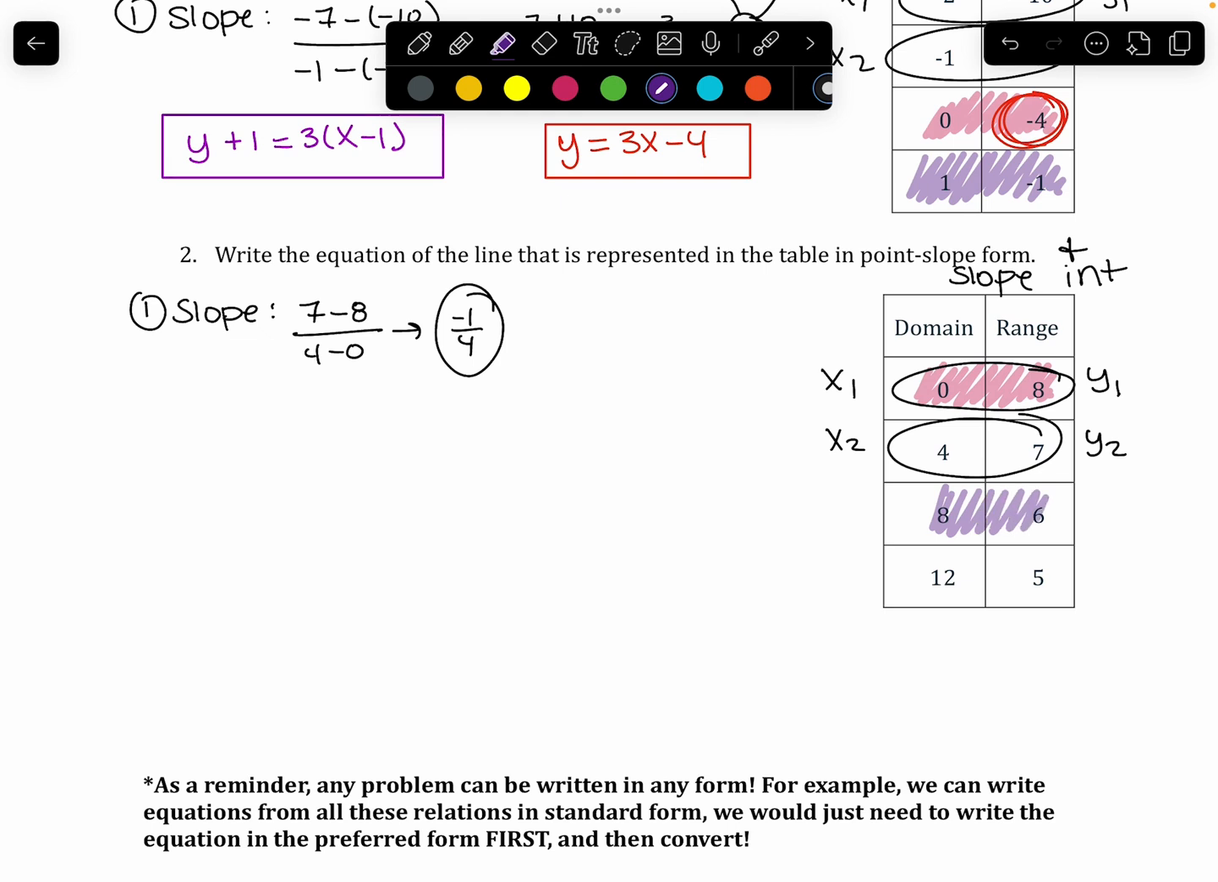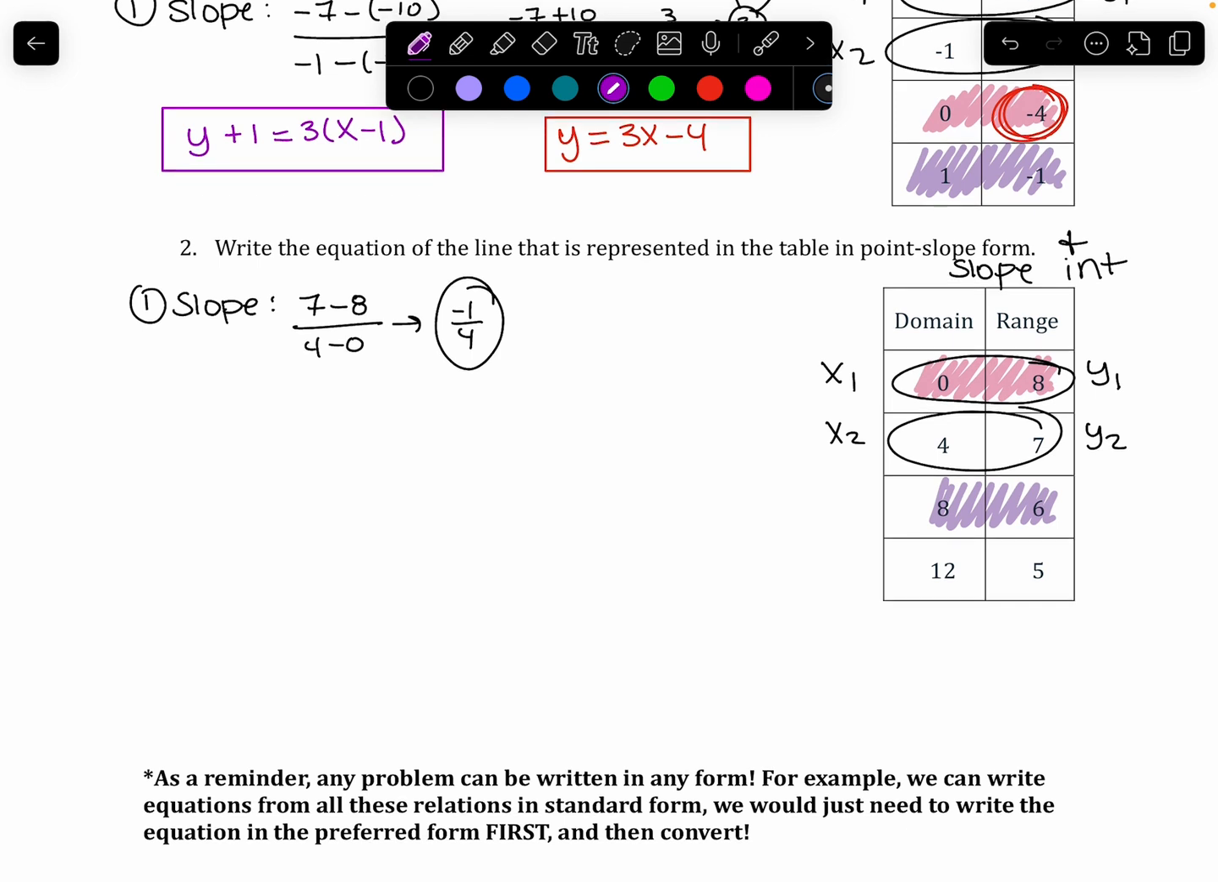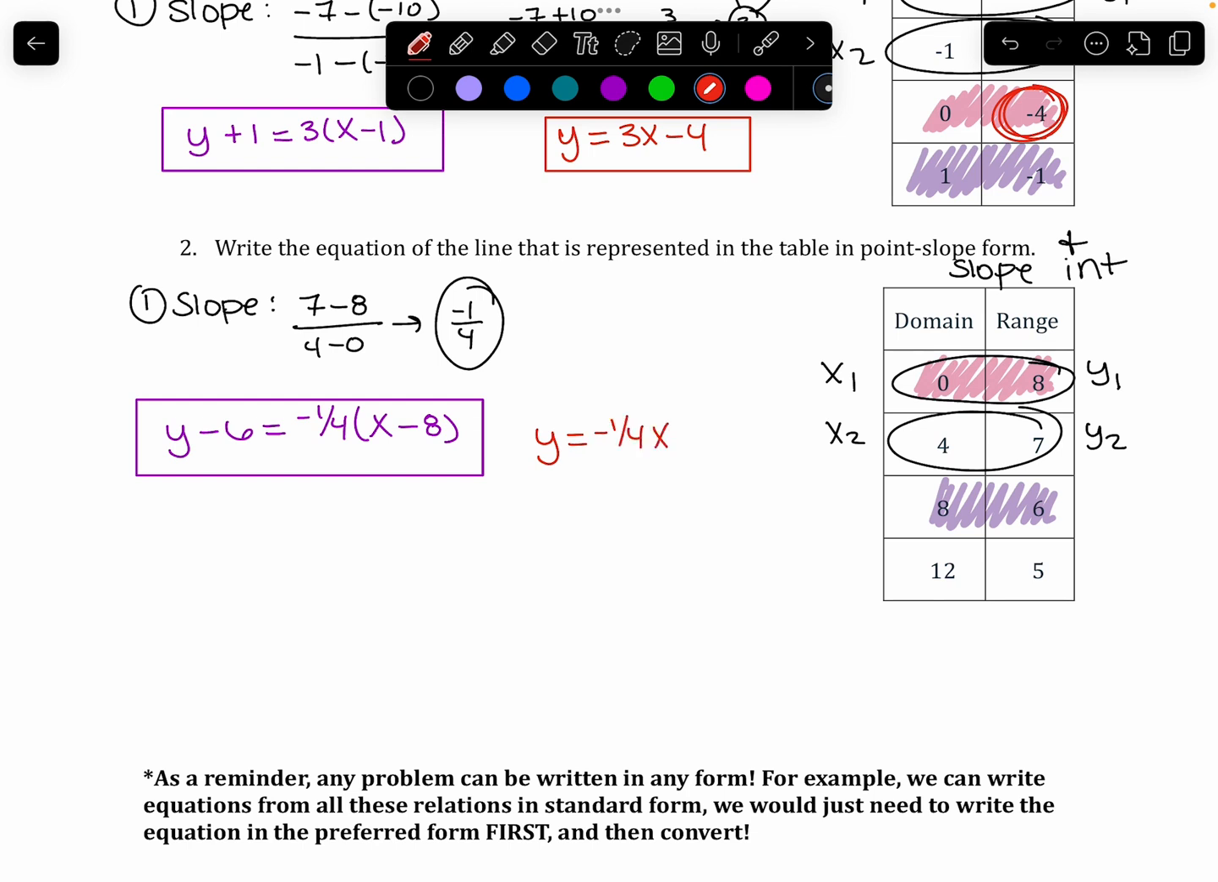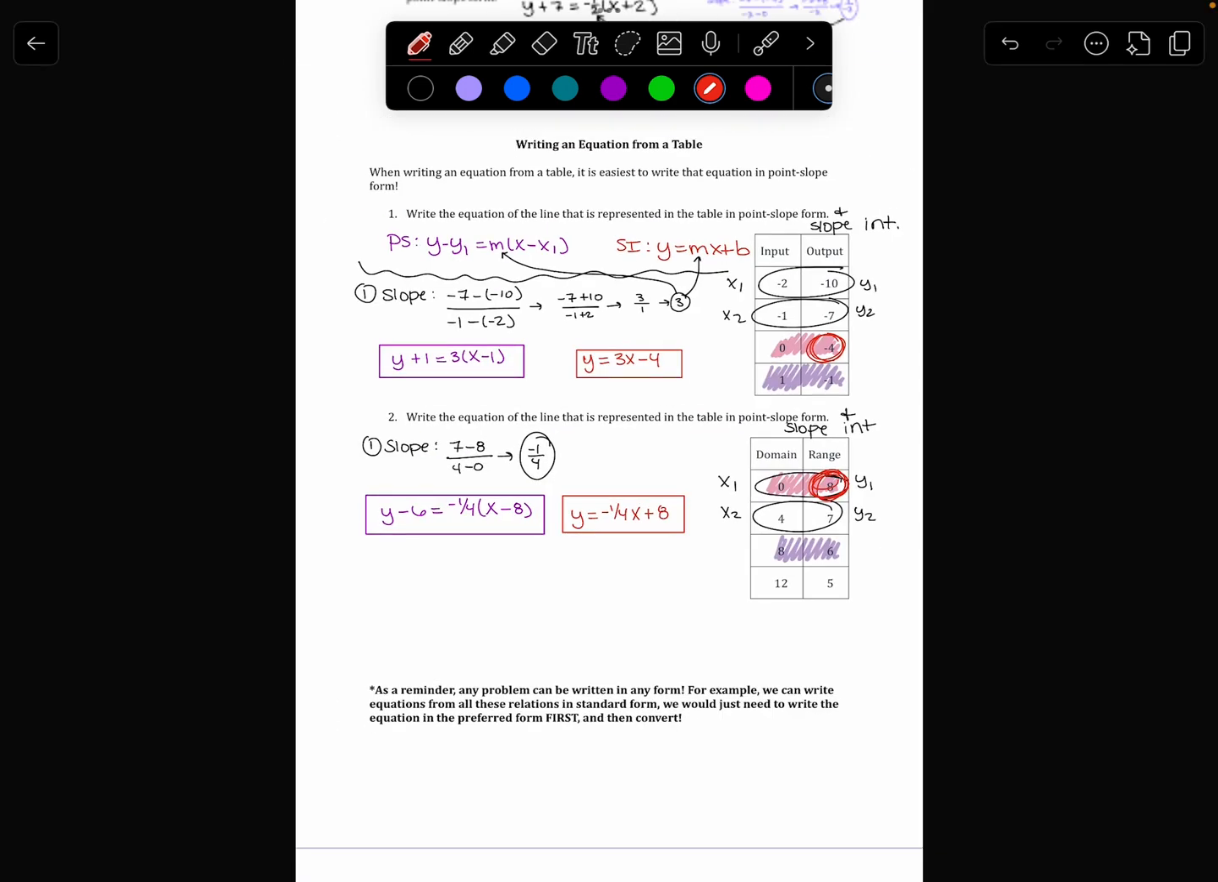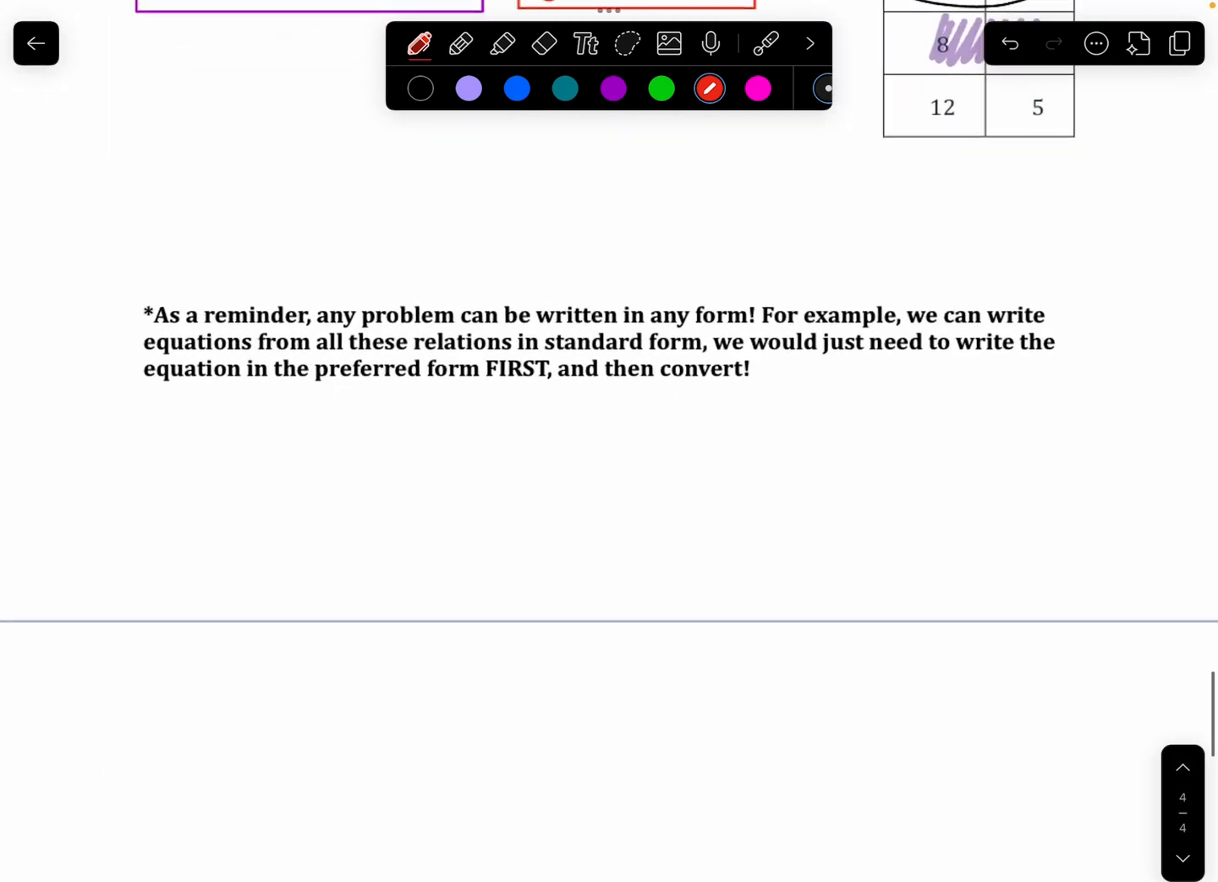Okay. My y-intercept is in my table, and then I'm going to pick this coordinate for my point slope form. There's not a reason for it, that's the one that I want. So we will do y minus 6 equals negative 1/4 x minus 8. So there's my equation in point slope form. And then next I'm going to do slope-intercept form, which will be y equals negative 1/4 x plus 8. That comes from this value here.